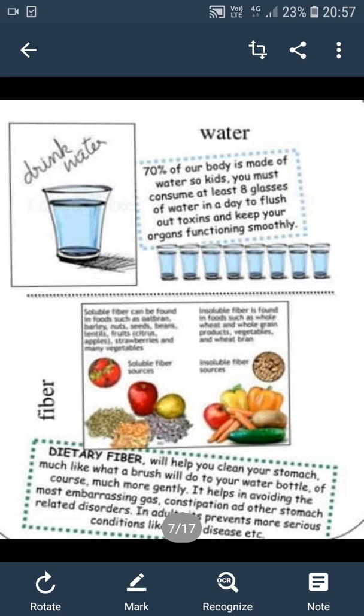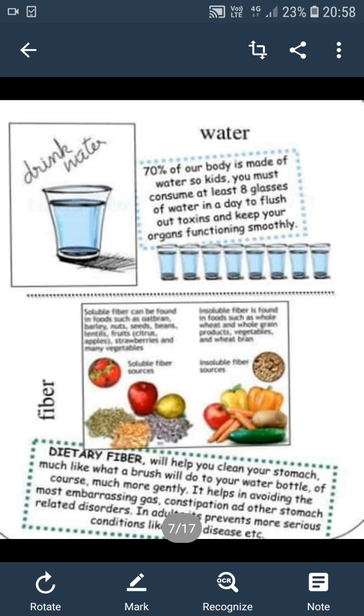See children, our body is made up of about 60 to 70% of water. What is the role of water in our body, children? Water dissolves the nutrients and transports them to different parts of your body. And also the excess of water in our body is excreted as urine and also as sweat.